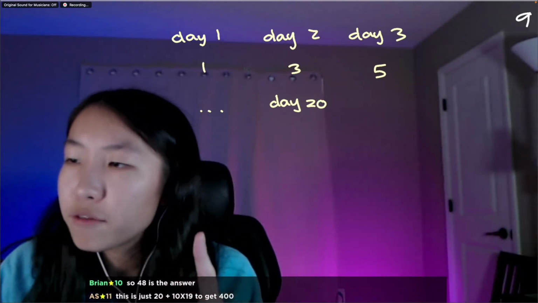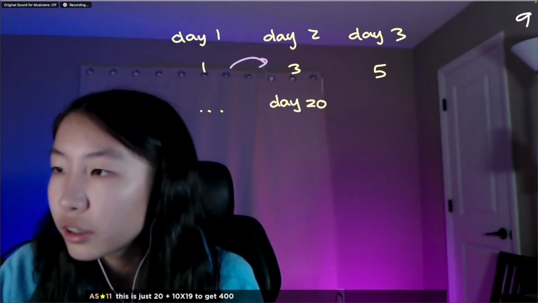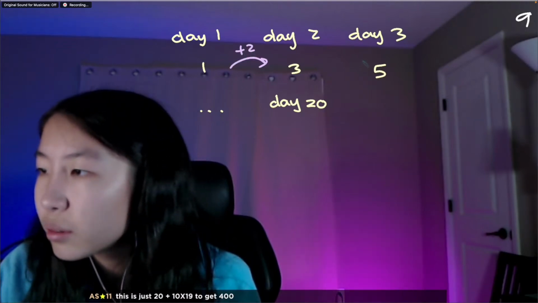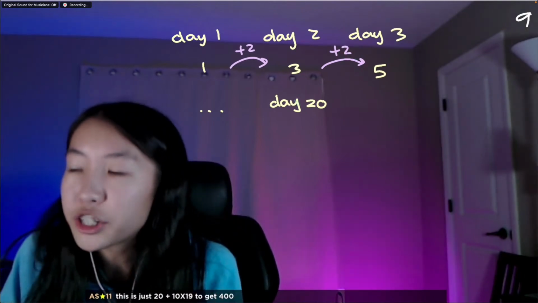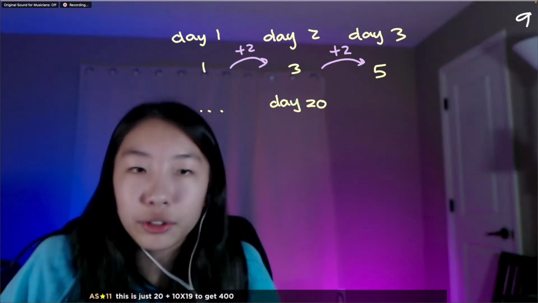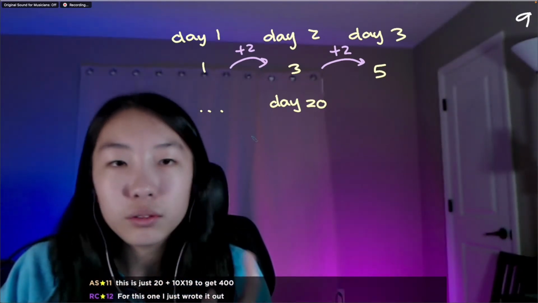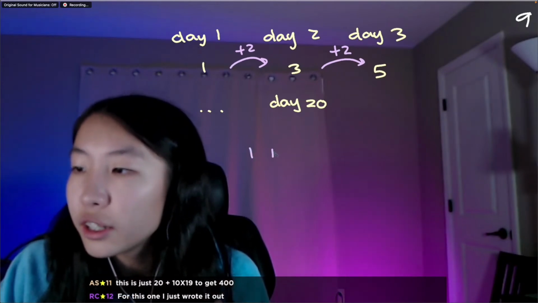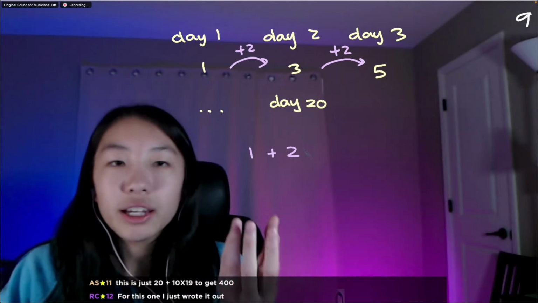So notice how every day we're going to be adding 2 more. So plus 2, plus 2. And so it helps us to find some sort of expression that we can use for any general day. So for example, for day 2, we had our original amount of 1, and then we added 2 to it. But what is that 2 really doing?